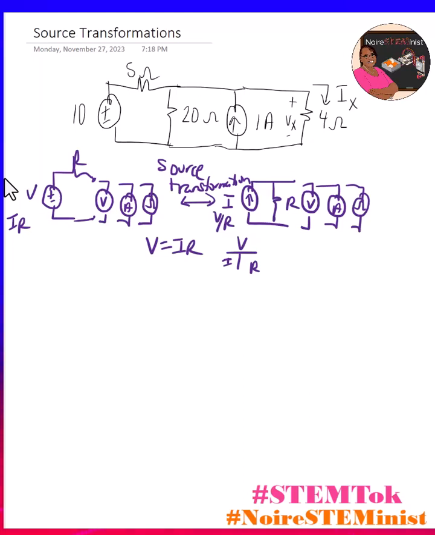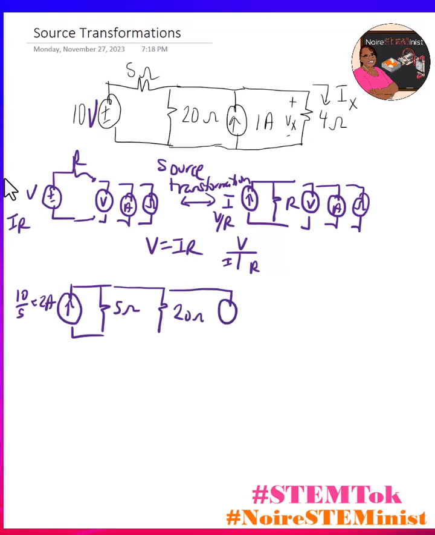So now that we know that theory, we're going to use it on this circuit up here. Up here, I have a 10-volt source in series with a 5 ohm resistor. So I can change that to a current source in parallel with a 5 ohm resistor. And the value of that current source would be 10 divided by 5, which is 2 amps. And then I have the 5 ohms in parallel with 20 ohms. And then that's in parallel with 1 amp.